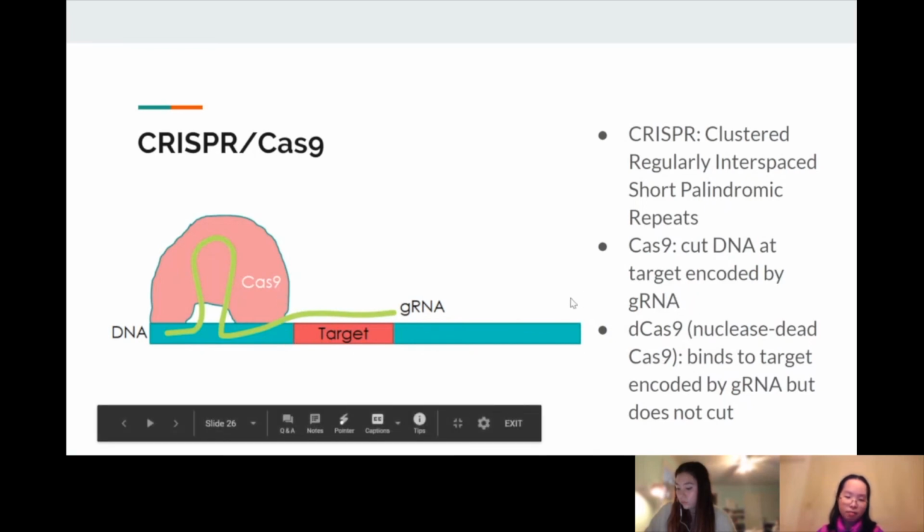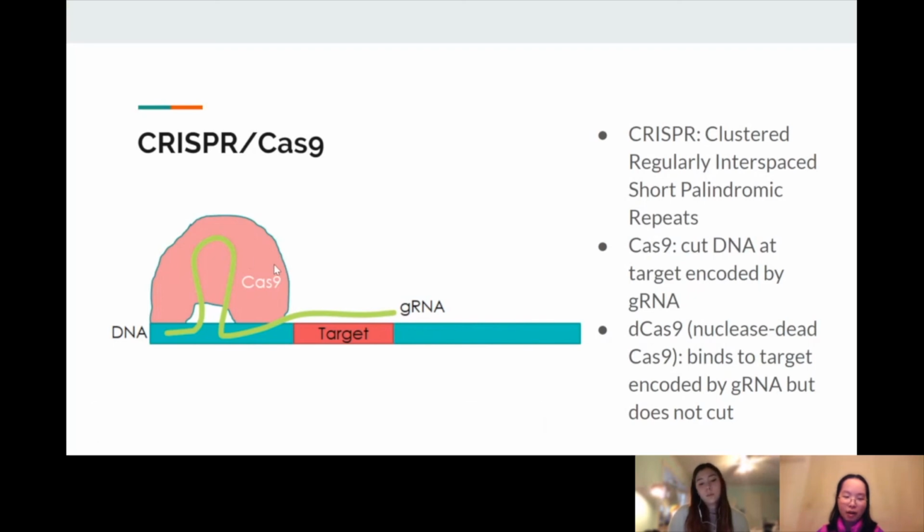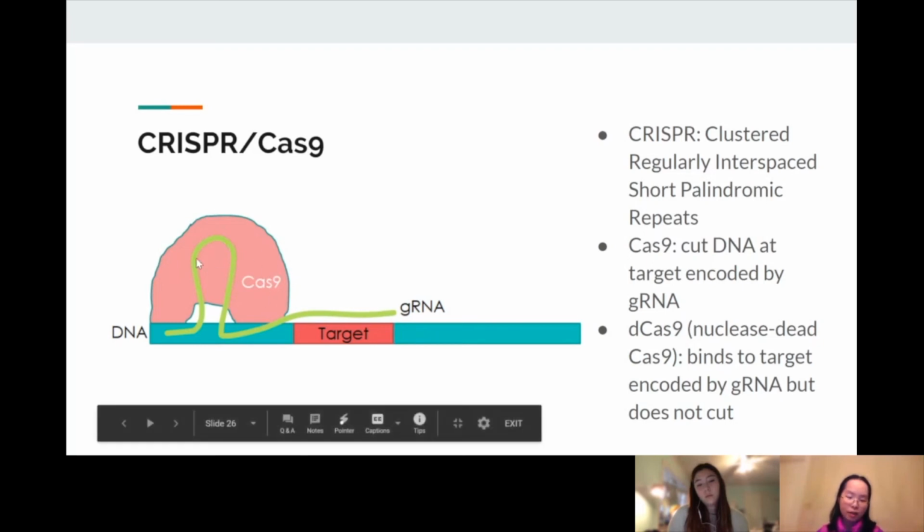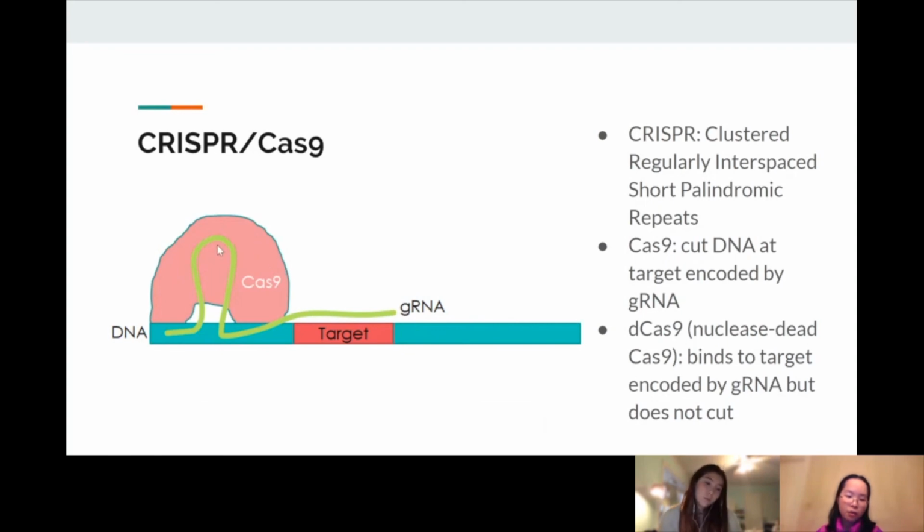Just for fun, there is also a nuclease-dead Cas9 that can bind to the target DNA, the target encoded by the guide RNA, but does not cut. And the "for fun" was a joke. In fact, this is exactly how you direct a protein to a particular region. You can program this to go wherever the guide RNA wants it to go, and then you can fuse this protein with other proteins. So basically you can direct where other proteins go by fusing that other protein with the Cas9.